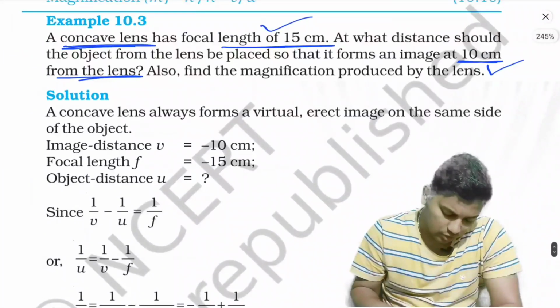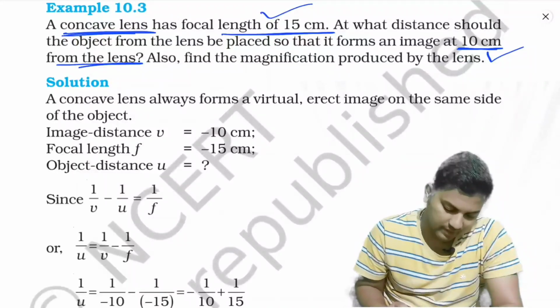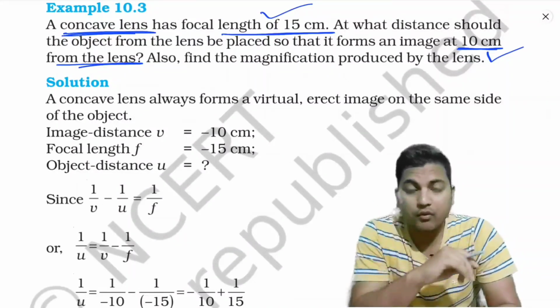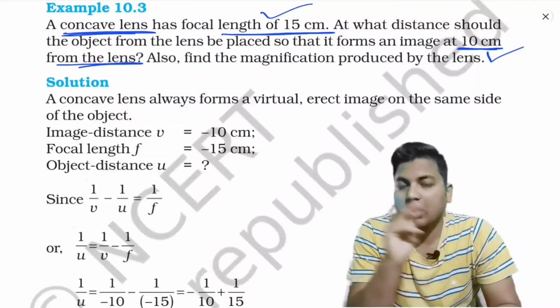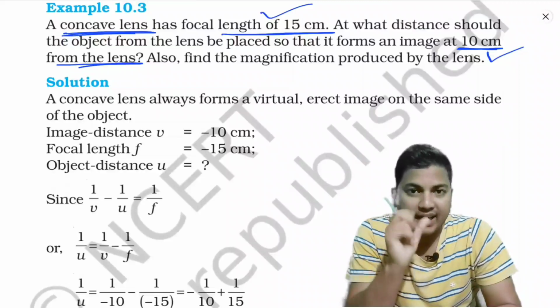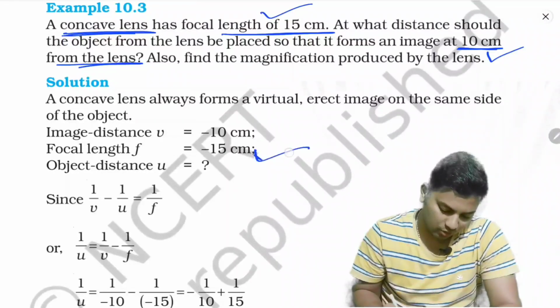So in this question basically we will solve the question. Please go through it. A concave lens has a focal length of 15 cm. In a concave lens, where will the focus be? Focus will be towards the left. That means focal length should be minus. We will be taking a negative sign for focal length. Clear? So f is equal to minus 15.